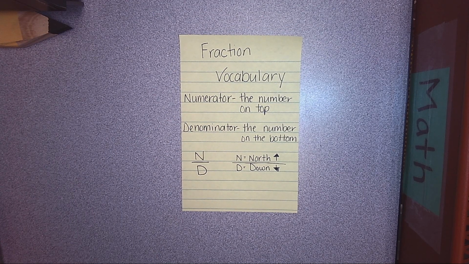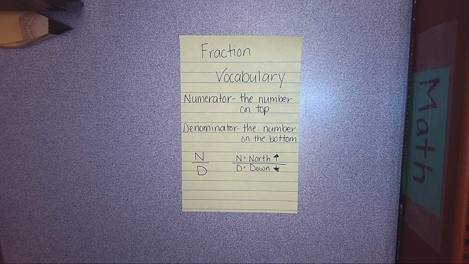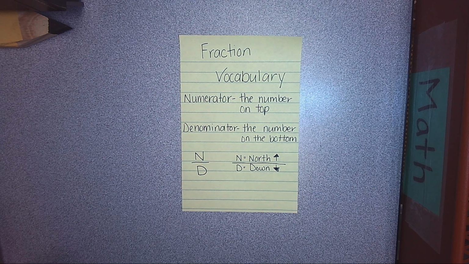In understanding fractions, we need to know which number is the numerator, the number on top, and the denominator, the number on the bottom. An easy way to remember is N stands for numerator, but it could also stand for north. So the numerator needs to go north, or on top of the fraction bar. D stands for denominator. The denominator needs to go down below the fraction bar. So N for north, D for down. We can remember numerator and denominator that way.